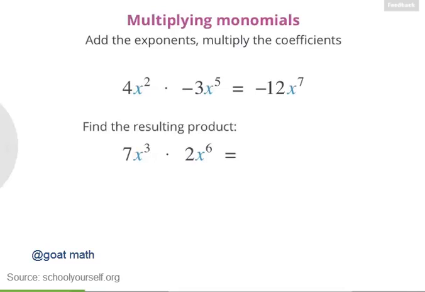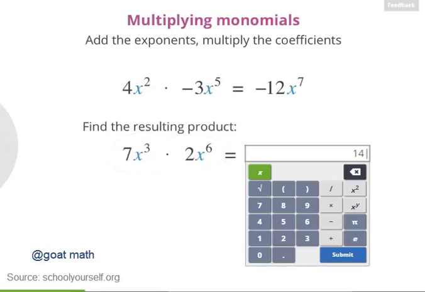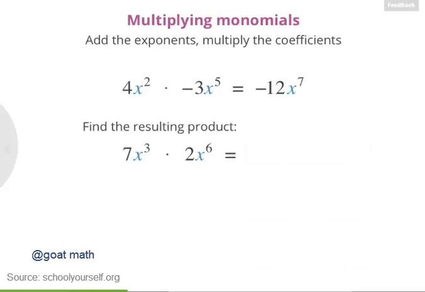Next, try finding this product, 7x cubed times 2x to the 6th. Nicely done. X cubed times x to the 6th is x to the 9th, and 7 times 2 is 14. So this product is 14x to the 9th.